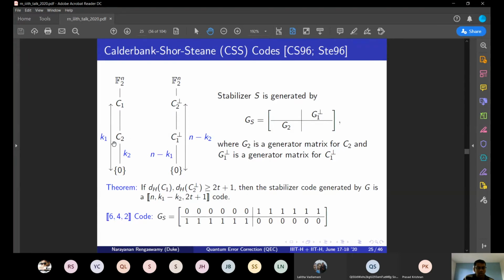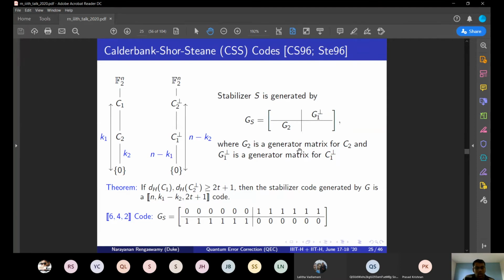So C2 is of dimension K2 and C1 is of dimension K1, larger than K2. And then you take C1 dual and then C2 dual. Now the generator matrix, so the generator for the stabilizer group, the X-type operators come from the code C2, and the pure Z-type generators come from the code C1 dual. So given two classical codes where one lives inside the other, there is a quantum CSS code, which is a stabilizer code defined by this sort of a stabilizer matrix.